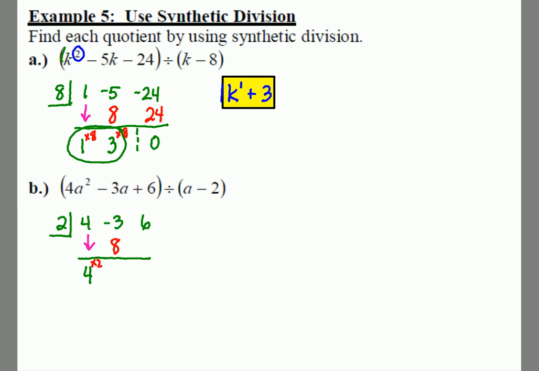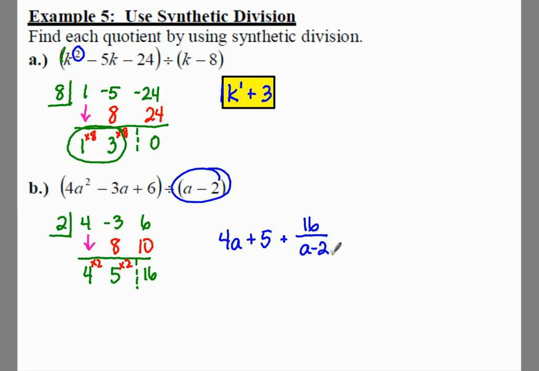Here we go. Here comes 5. A 5 needs to be multiplied by what's in the box, which is a 2. So you get a 10, and your remainder ends up being 16. So we have a 4, 1 less than that, so you're going to get a 4a plus 5, it's descending order, also known as standard form. Now your 16 is your remainder, so we write that as a 16 over, what do we divide by? Well, we divide by a minus 2.